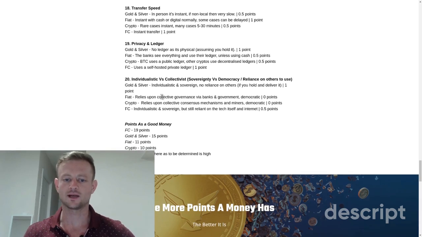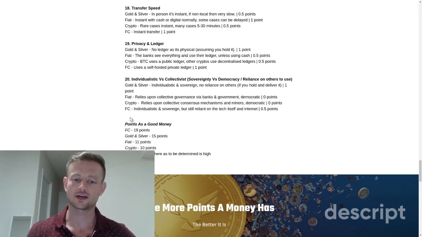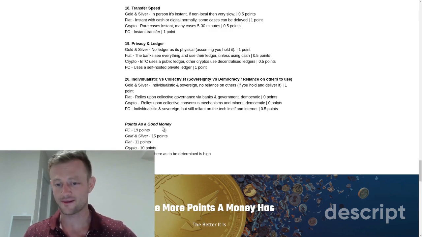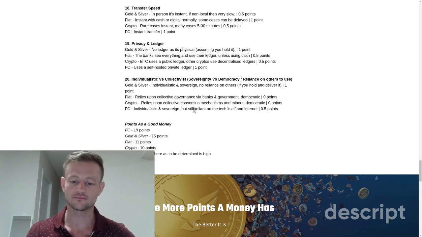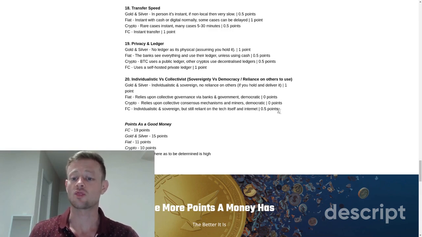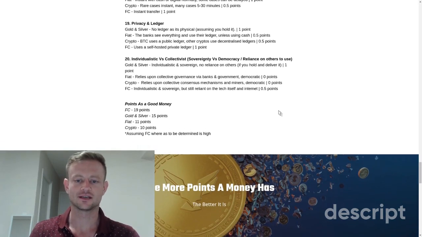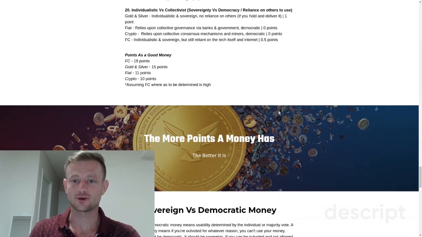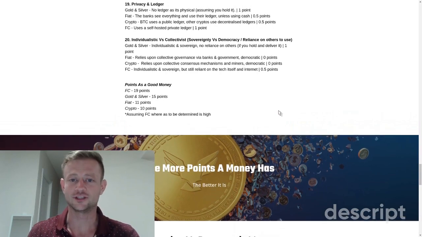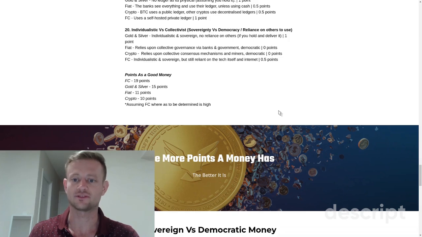With fiat, it relies upon collective governance via the banks and governments. It's a democratic system, which is not good. Crypto, same thing, not good. Freedom Credit, it is individualistic and sovereign, but it still relies on technology itself and the internet. So it does have those drawbacks. Although I would ideally like to figure out how to make it work offline, but that is a big nut to crack. I'm sure it can be cracked, just needs more time, and I haven't devoted the energy to it, because trying to figure out how to build a proper currency like this is very energy demanding. It takes a lot of intellectual effort to figure this stuff out.